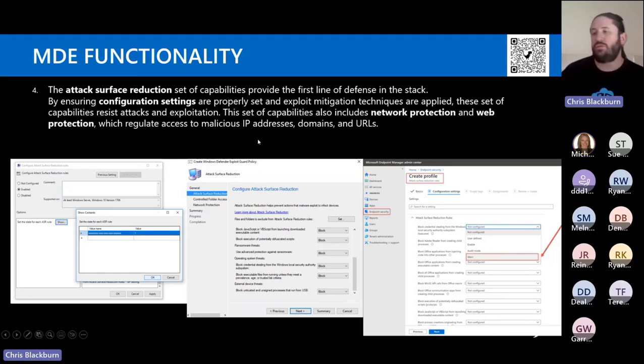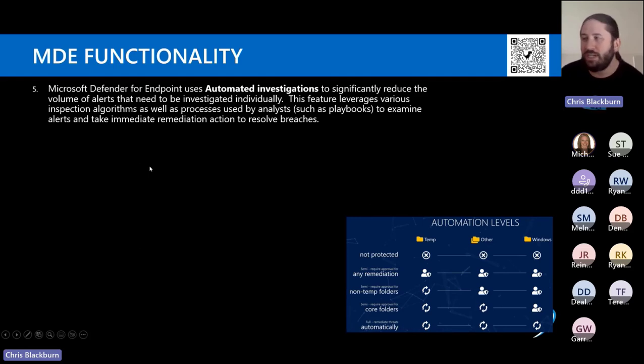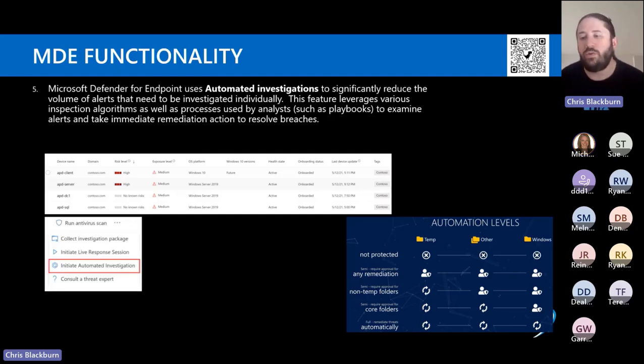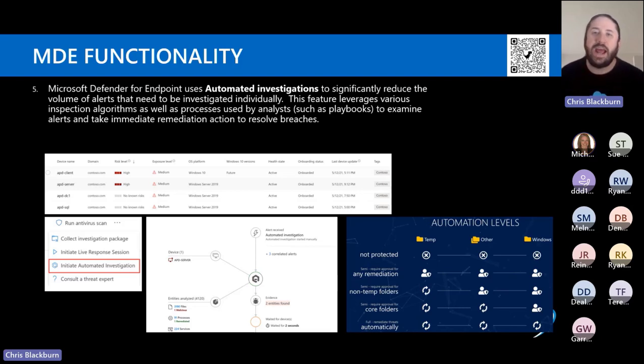On top of attack surface reduction rules, we have the automated investigations, where it looks at the executables, what's being opened, and some of the algorithms, and is able to take action immediately. If you look at the very bottom right, you can see there are different automation levels that exist as part of that automated investigation to determine if it can automatically remediate certain files. Otherwise, in some cases, it sends an alert up to the Defender portal where you can go through and initiate that investigation.